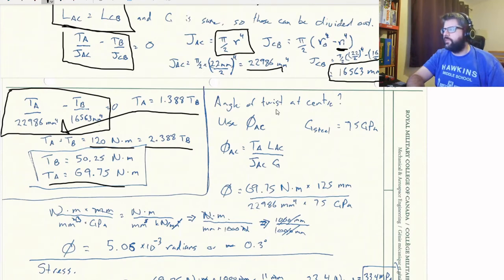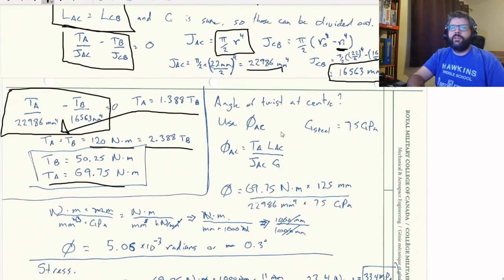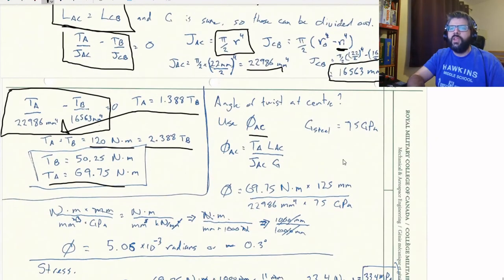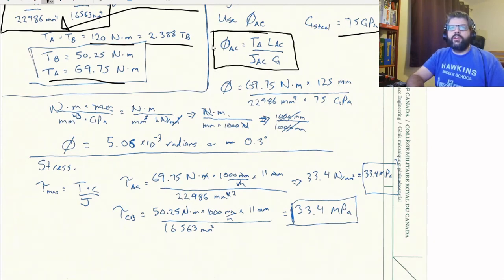I also want to find out what the twist is at the center. So basically, it's going to be this. We'll calculate the same things working from either side. So I'm just going to figure out what it is based upon the section from AC. We're working with steel, so the modulus of elasticity there is 75 gigapascals. And then again, got our formula here. Angle of twist is torque times the length divided by J times G.